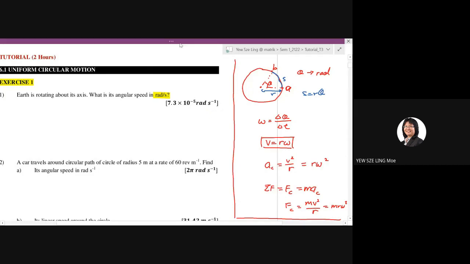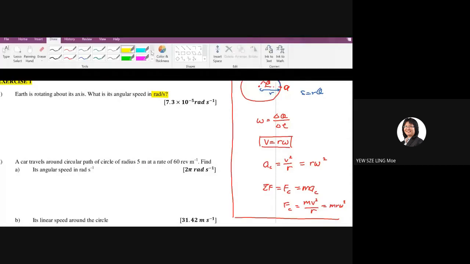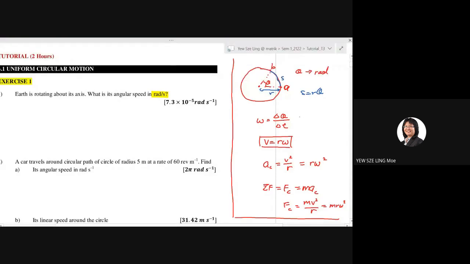And of course, you will see a lot of different units after this. For instance, we have RPS, revolutions per second, and RPM, revolutions per minute. The SI unit should be radian per second. So this is the SI unit.